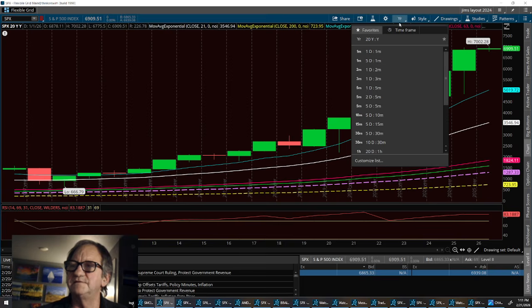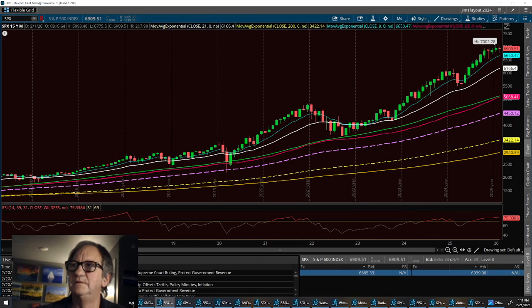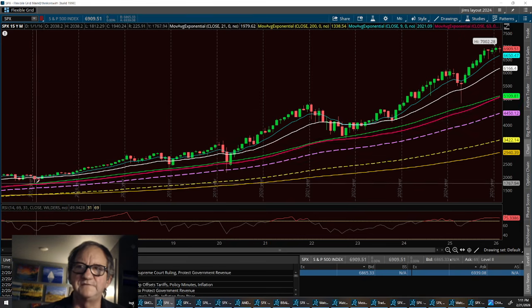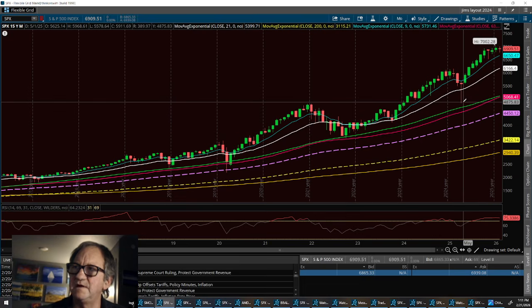So I'm going to take this and go to the monthly time frame. 15-year monthly. I called this pullback here. We hit the 50 SMA, we hit the 50 SMA, we hit the 50 SMA, we hit the 50 SMA, we hit the 50 SMA almost.